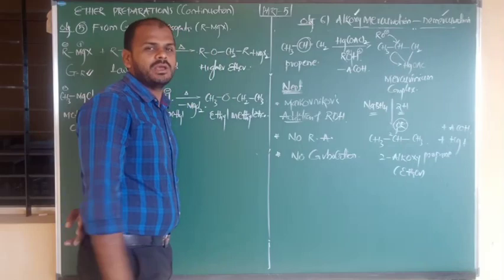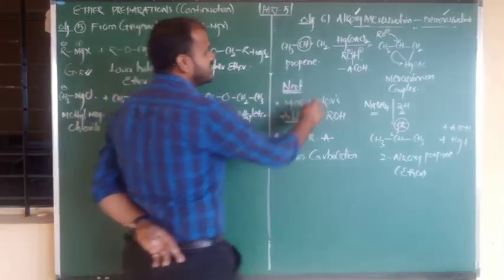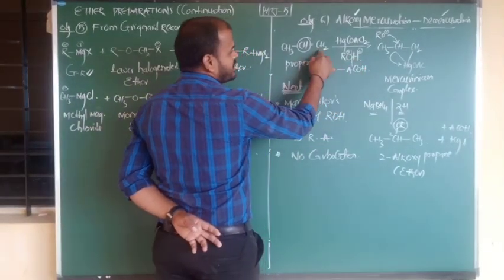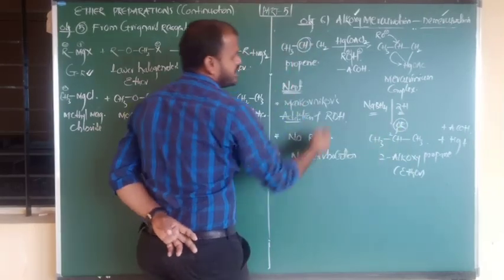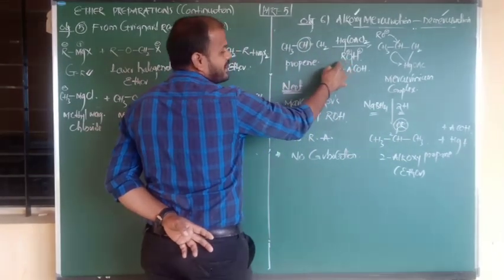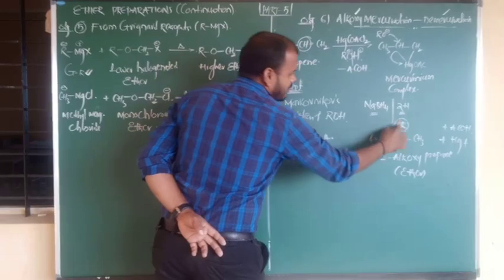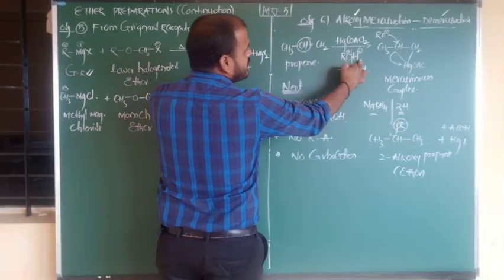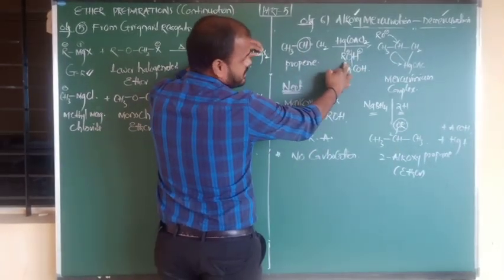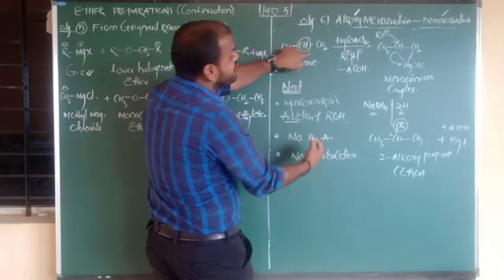Carbocations cannot form here. And one more thing: H plus attacks the first carbon, CH2 becomes CH3, and OR minus attacks the second carbon. Nothing but the attack of H plus and OR minus takes place from opposite sides of the double bond.